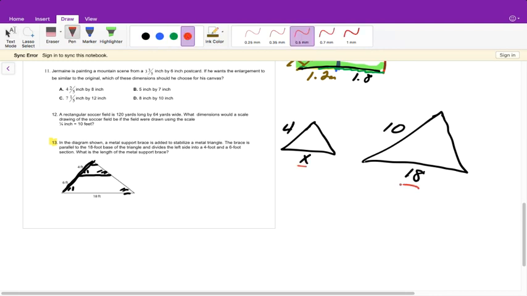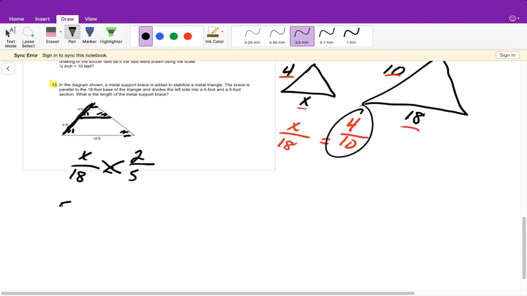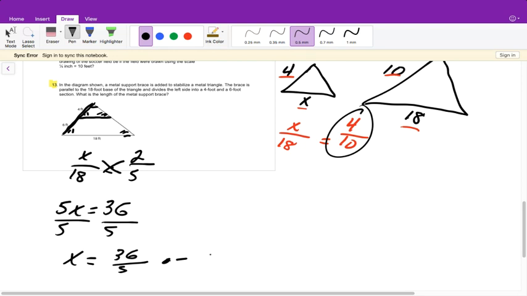So x corresponds with 18. So x over 18 is equal to, and 4 corresponds with 10. So 4 over 10. Right, I'm going to go ahead and reduce this fraction. So x over 18 is equal to 2 over 5. We cross multiply. This will give me 5x is equal to 36. We divide by 5, and x is then equal to 36 over 5, or 7 1/5, or 7.2, right? Any and all of those would be acceptable.